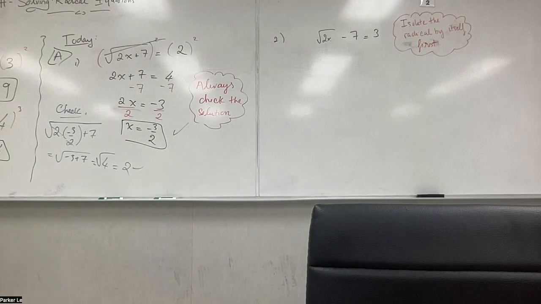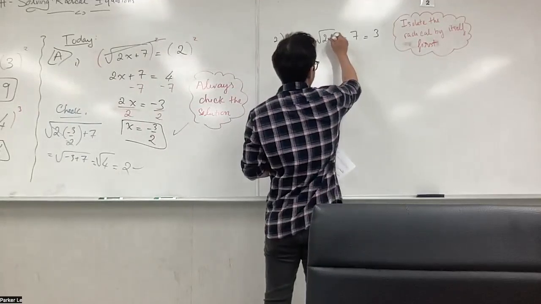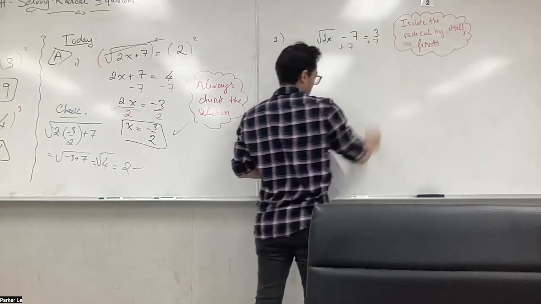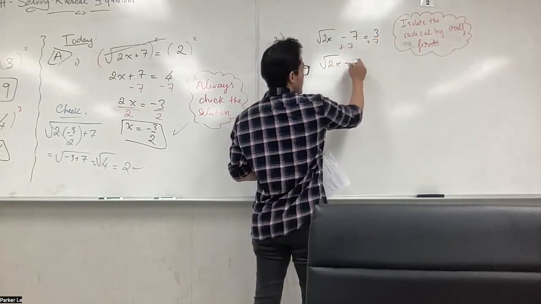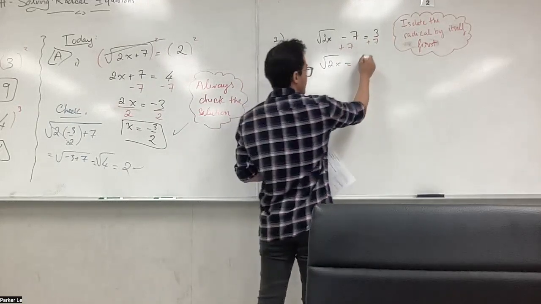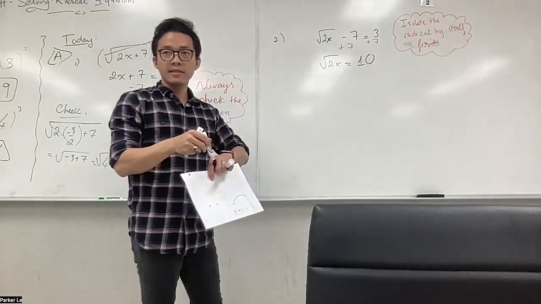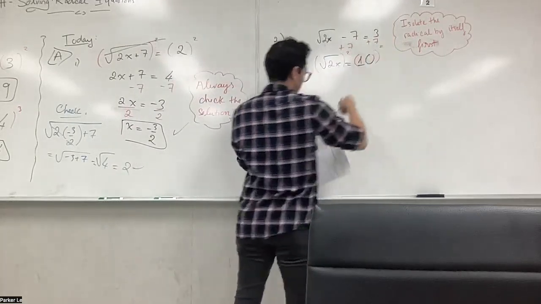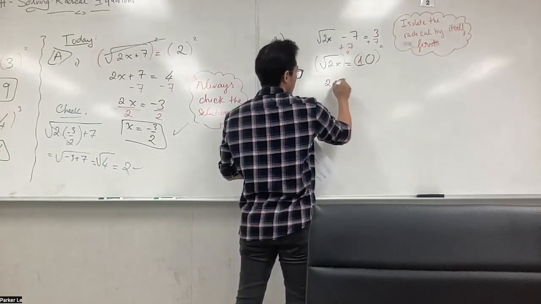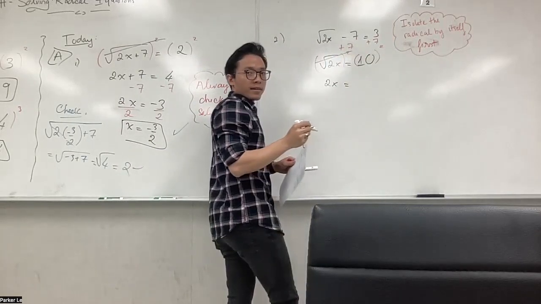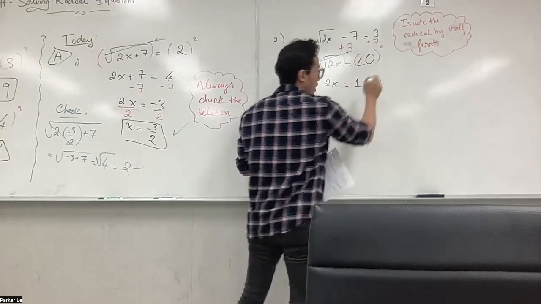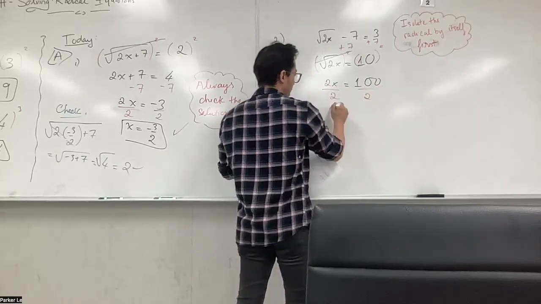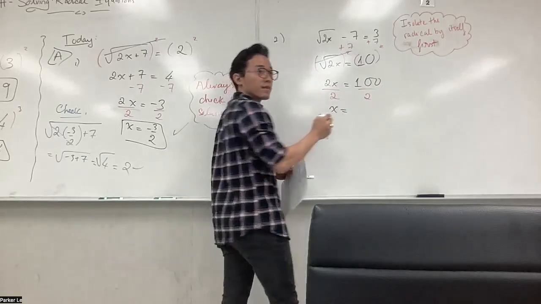Okay, so what do I need to do to isolate the radical by itself? The radical is the square root of 2x, right? So I add 7. 2x. What is 3 plus 7? 10. Now can I take the square? Yes, because now the radical is by itself, right? So square it. Square and square root cancel out. So I have 2x. What is 10 squared? 100. Very good. Now what next? Divided by 2. Very good. So x equals what is 100 divided by 2? 50.